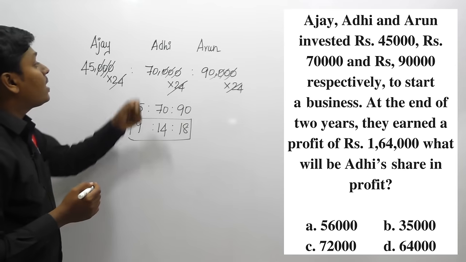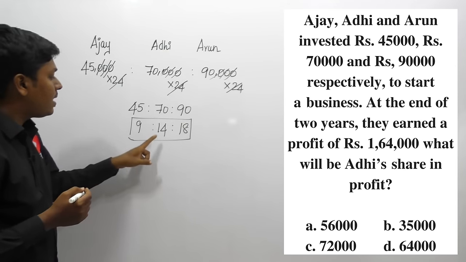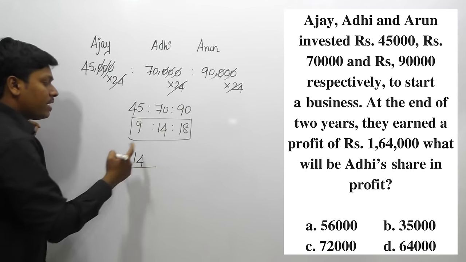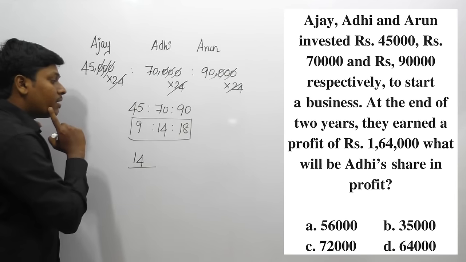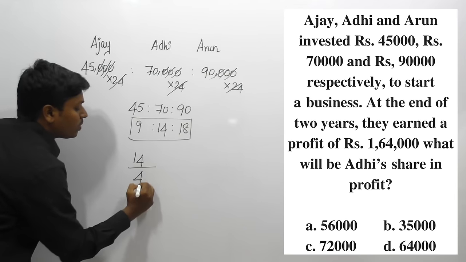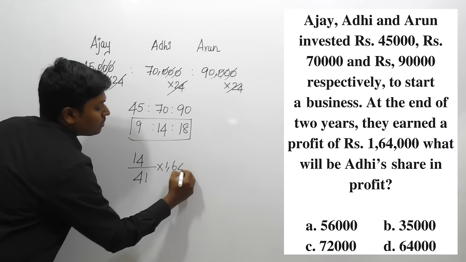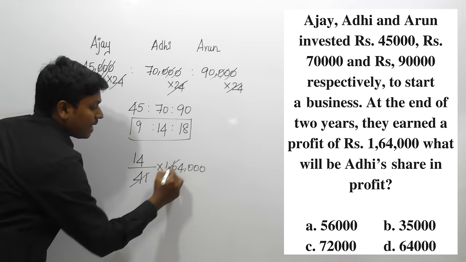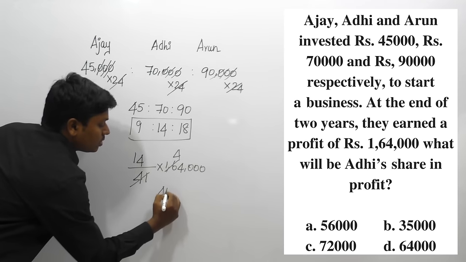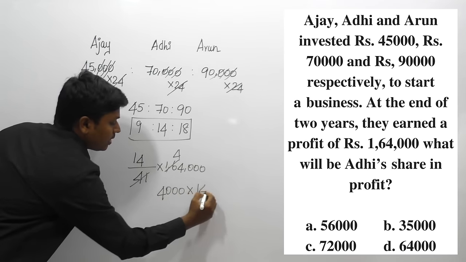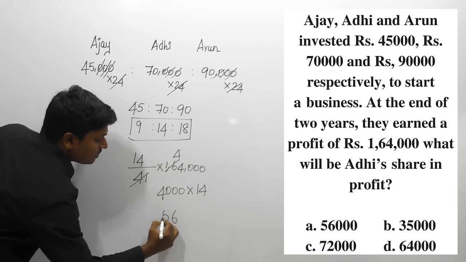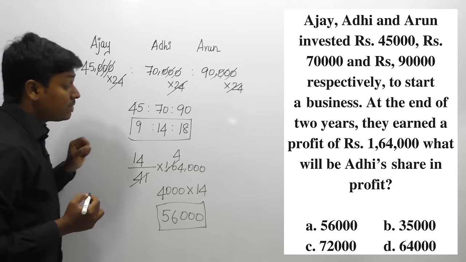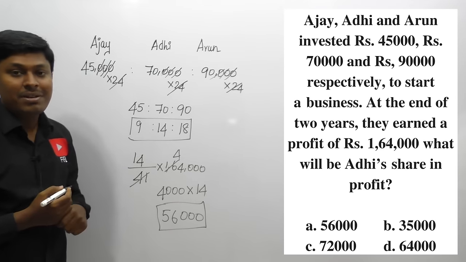So friends, now our target is to find the share for the person Adi, right? We know that 14 part is Adi, so 14 divided by the total ratio, right? That is 14 plus 18 will be 32. So 32 plus 9 will be 41. So 14 by 41 into the profit they have obtained for the 2 years, that is 1,64,000. So friends, we can cancel this 4 times. So 4,000 into 14, right? So 4 into 14 will be 56,000. So friends, finally we have calculated 56,000 as the share for the person Adi.